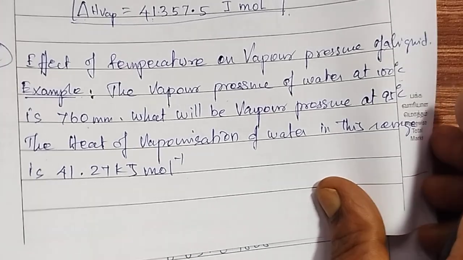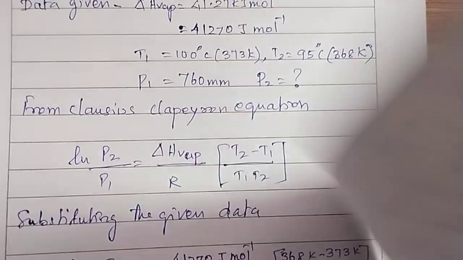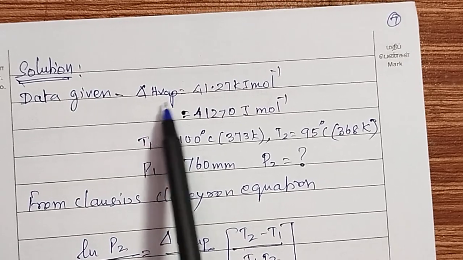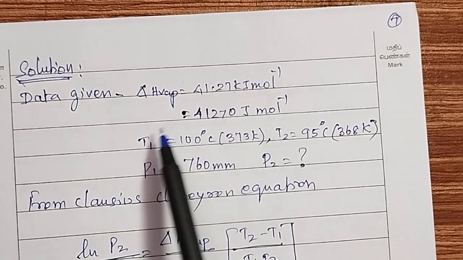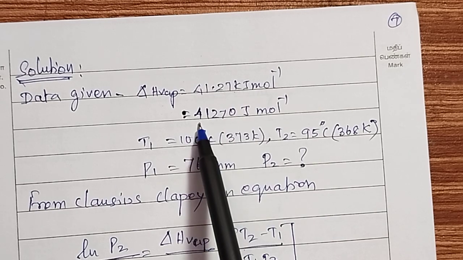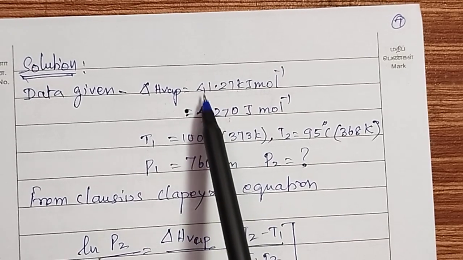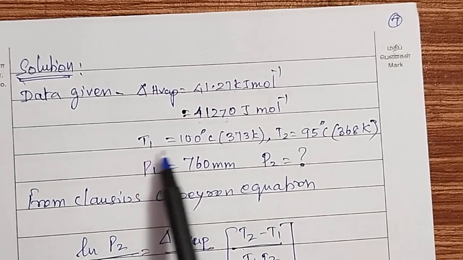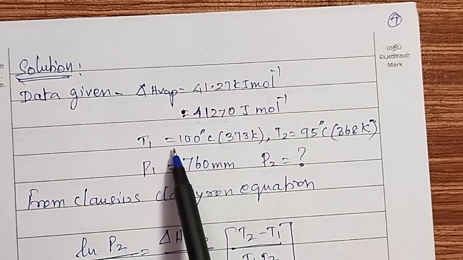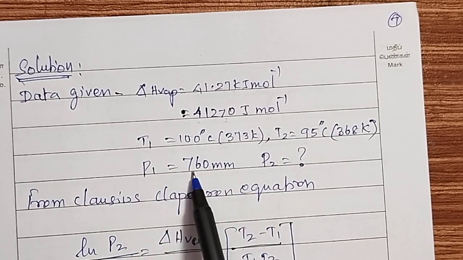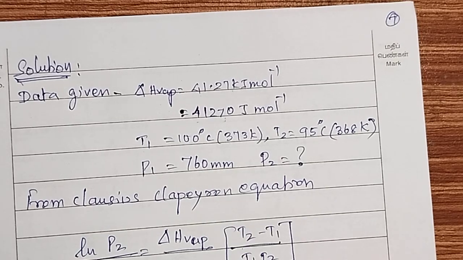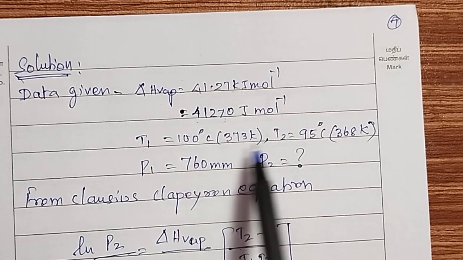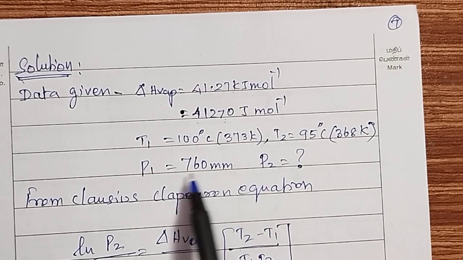For this calculation, let us take the given data in this problem. Delta H vaporization is given, that is 41.27 kilojoule per mole, and this kilojoule can be converted into joule when you multiply by 1000, and therefore it is 41,270 joule per mole. The temperature that is given is 100 degrees Celsius, 373 Kelvin. At that particular temperature, the pressure is 760 mm of mercury, the atmospheric pressure. When the temperature is reduced to 95 degrees Celsius, what will be the pressure?